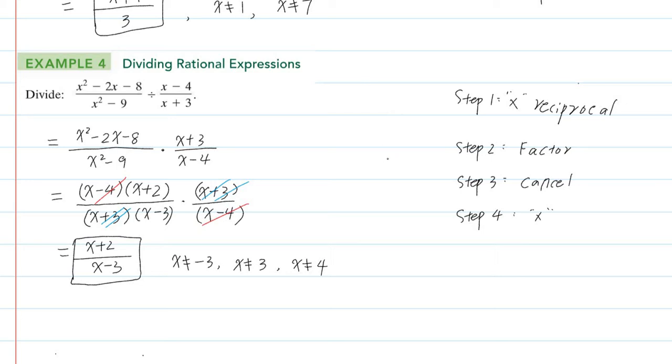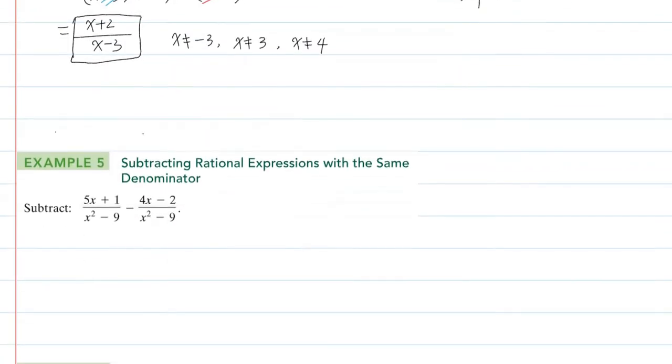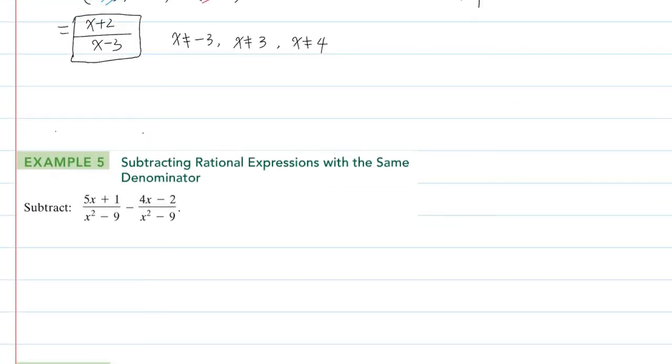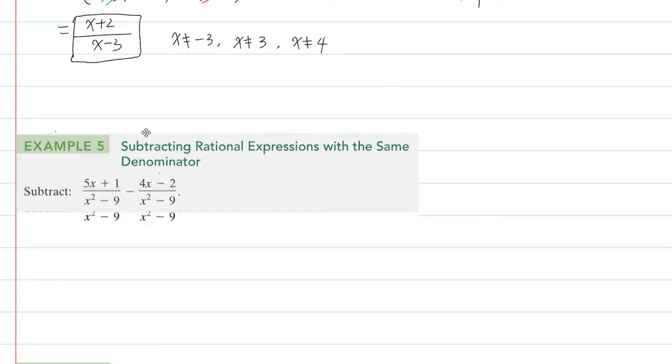Again, once you know how to multiply, you pretty much should know how to divide, because the only difference is you have one extra step. Multiply the reciprocal. You turn the division into multiplication. Alright, let's look at example 5. Let me move this question a little bit. I have to make more room.